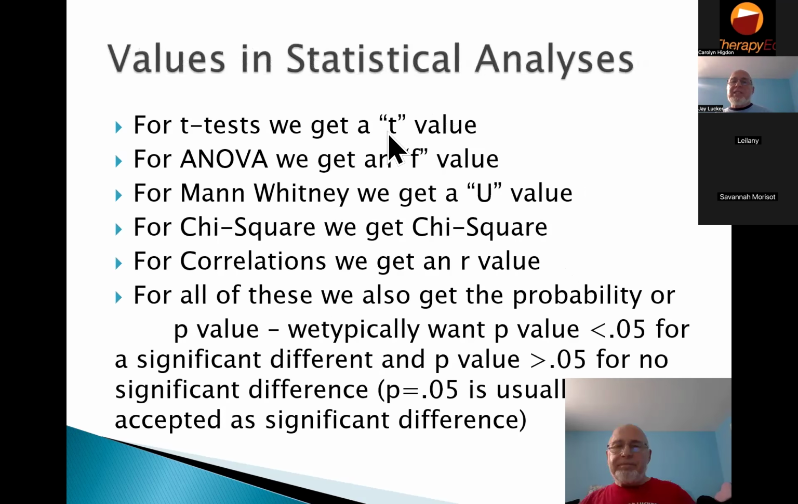Values: t-tests, t-value. We would think the ANOVA would have an A value, but it's not. It's an F value. Mann-Whitney U test, it's a U value. Chi-square, so it's chi with a little 2 next to it, squared value. Correlations, relationship, R value.